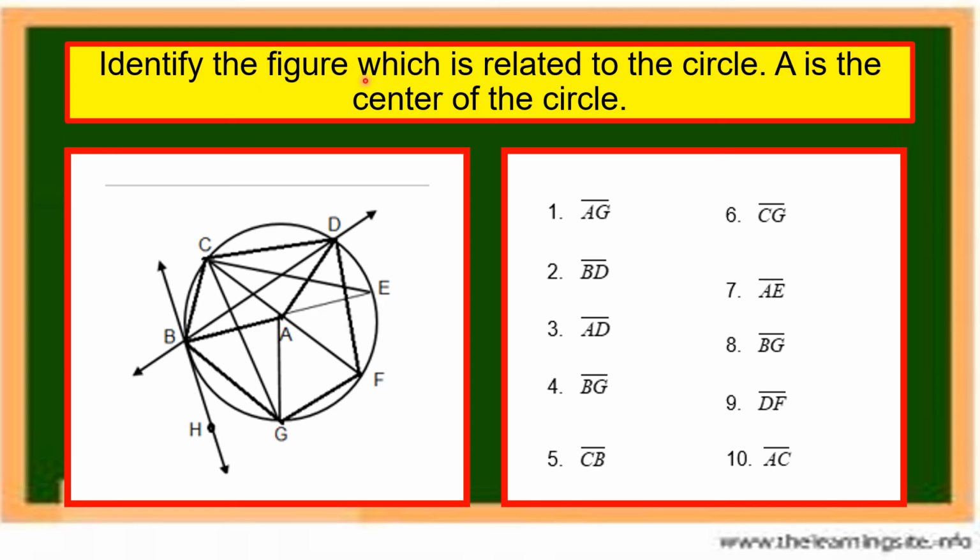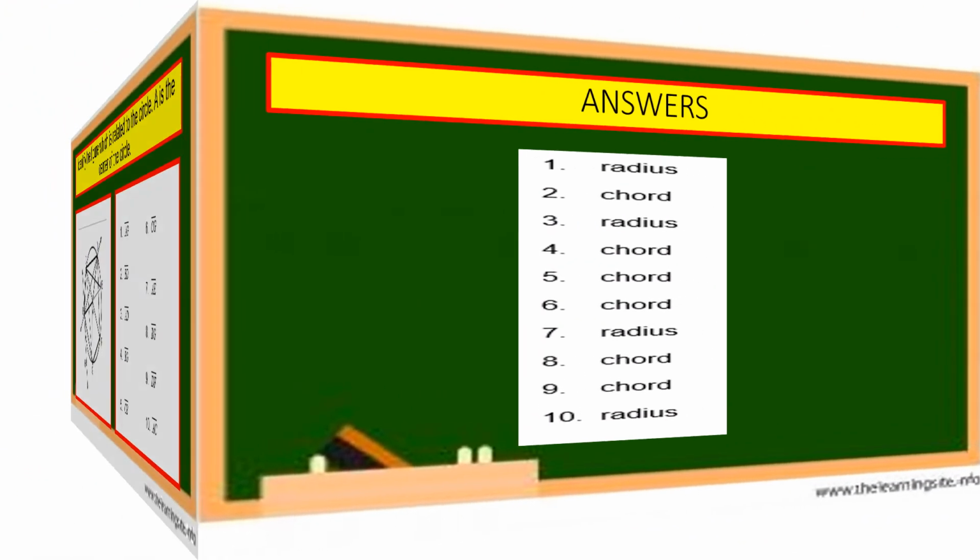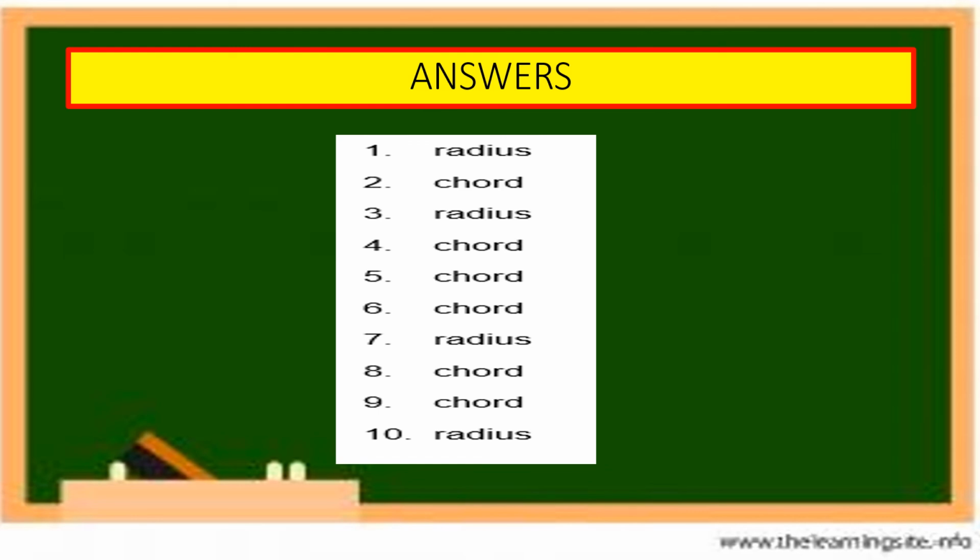To identify the figure which is related to the circle. A is the center of the circle. I am giving you time to answer the following numbers. We have 1 to 10. You must get at least 5 in order to pass. You may now check your answers. Be sure to check it, and it must be more than 5 points.